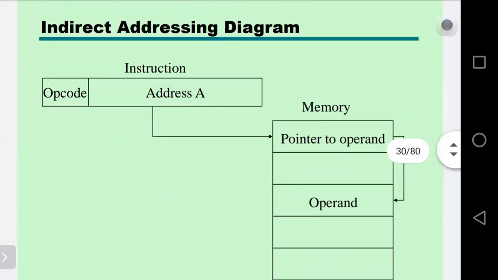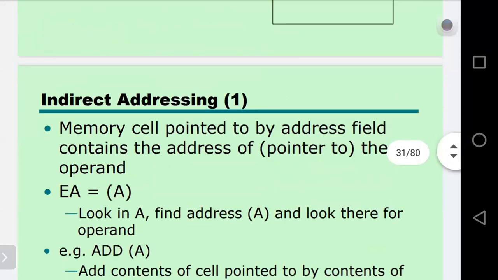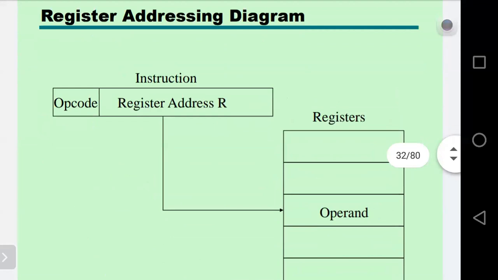Similarly, indirect addressing. Why is it indirect addressing? Because directly you cannot access the memory for the operand. Instead, first you are pointing to the operand, and that operand is pointing to the actual operand. So it is a kind of indirect addressing. Then we have seen register addressing. Why the register?